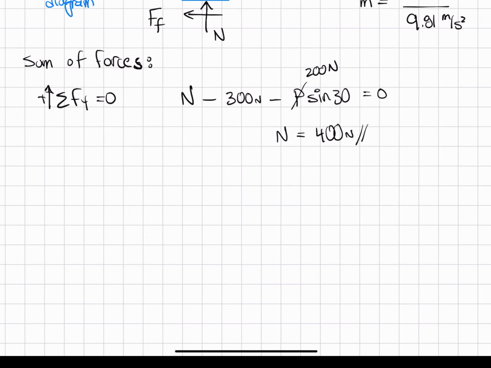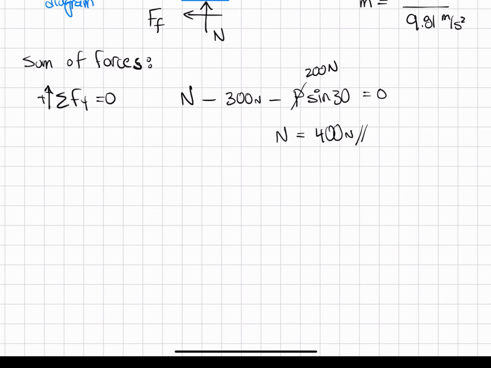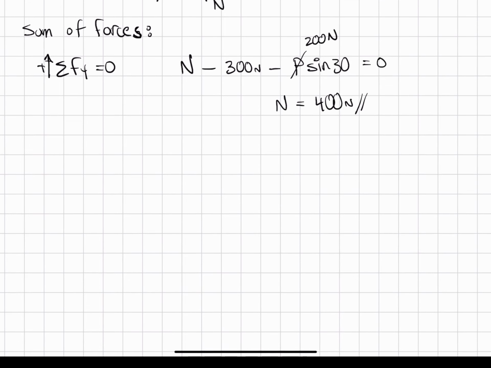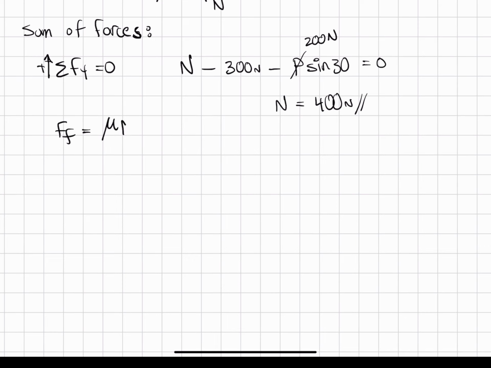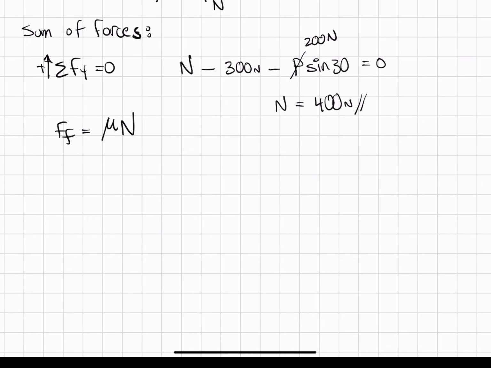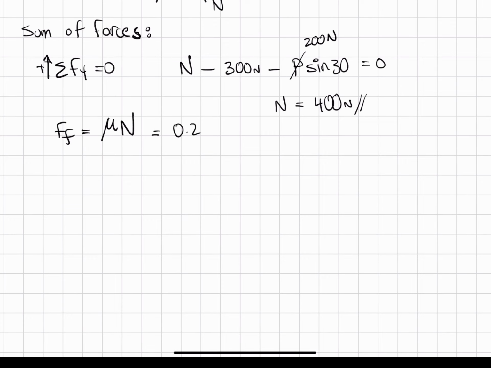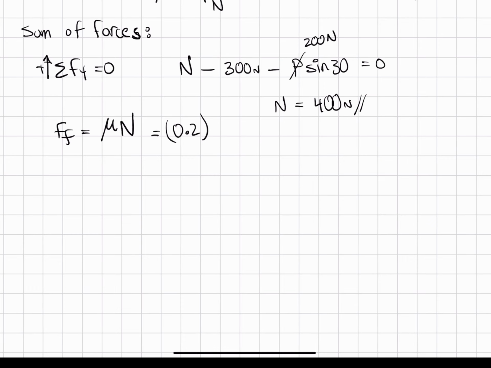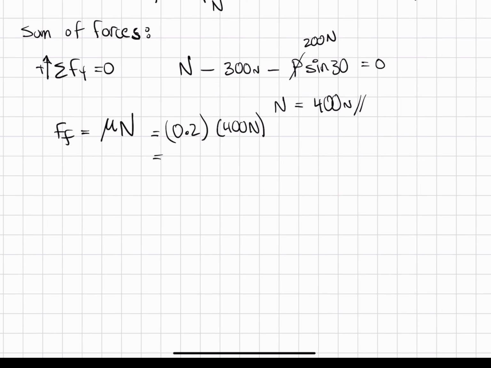Okay, so that's useful. We had to calculate N because we want to know what the friction force is. And friction force is always a component of the normal force. So now we can say friction force is equal to mu N. That's really a fundamental equation in physics. We always do mu times N, and this is equal to 0.2, which is what the question stated as our friction coefficient, times the 400 newtons. And we have a resultant of 80 newtons.